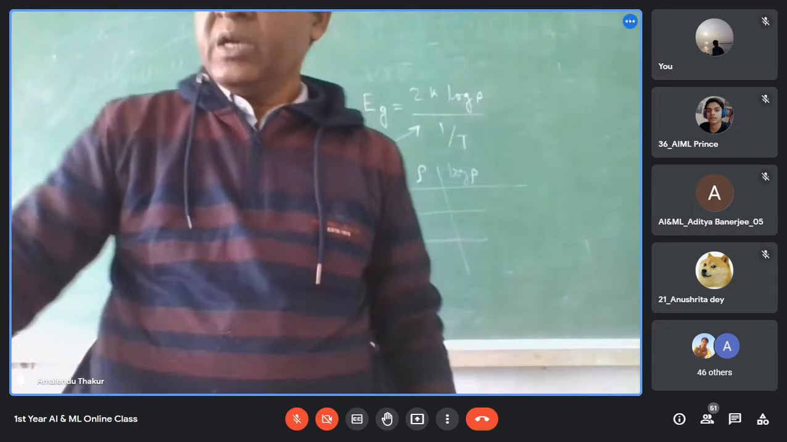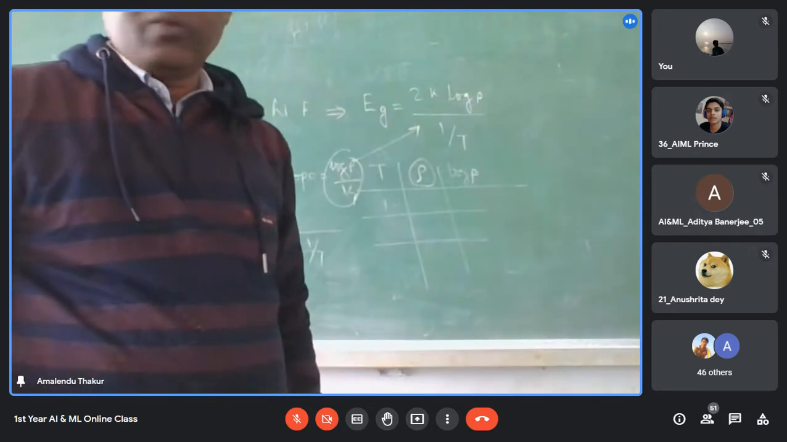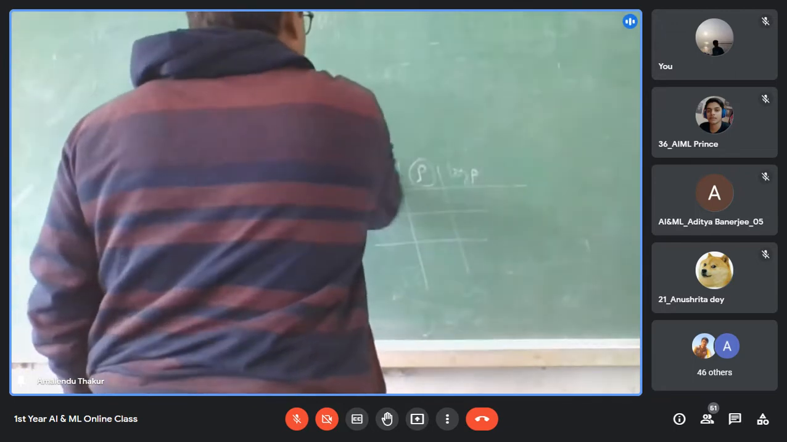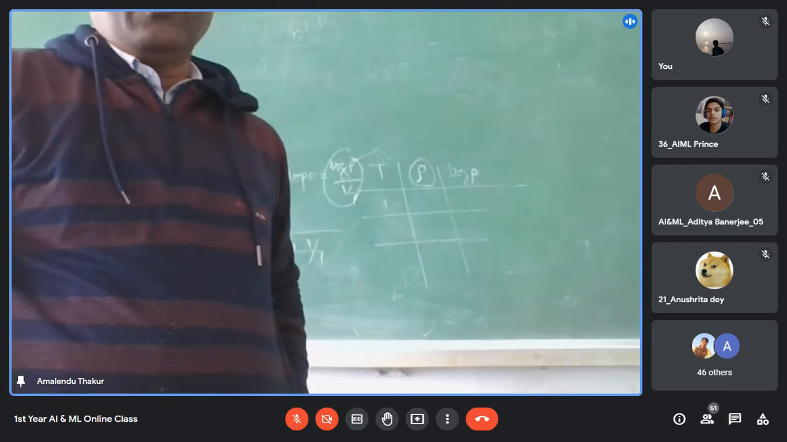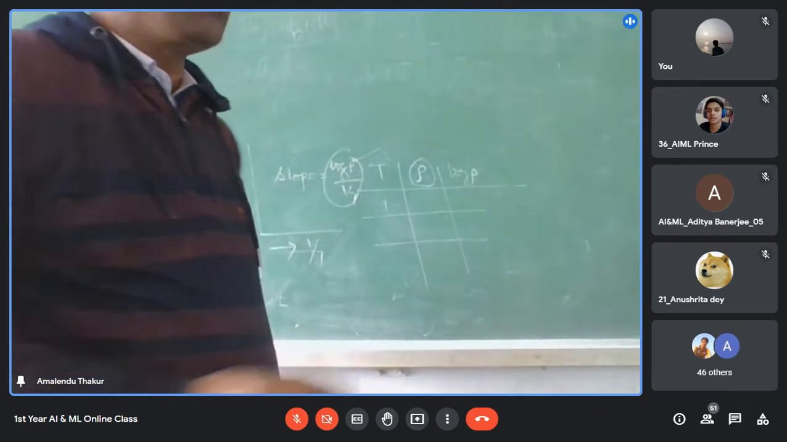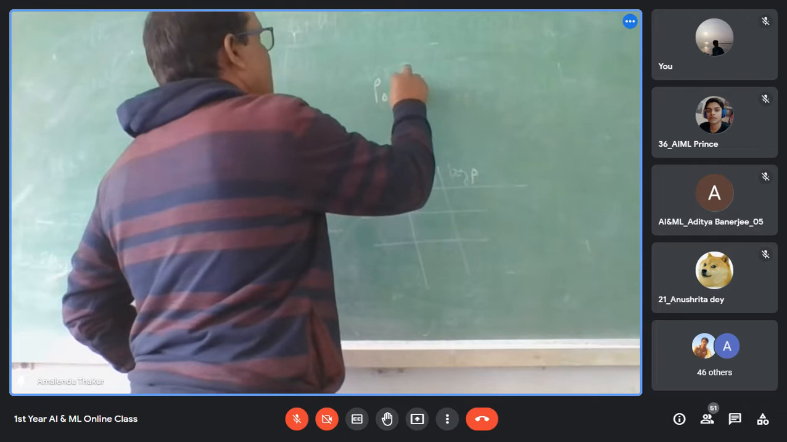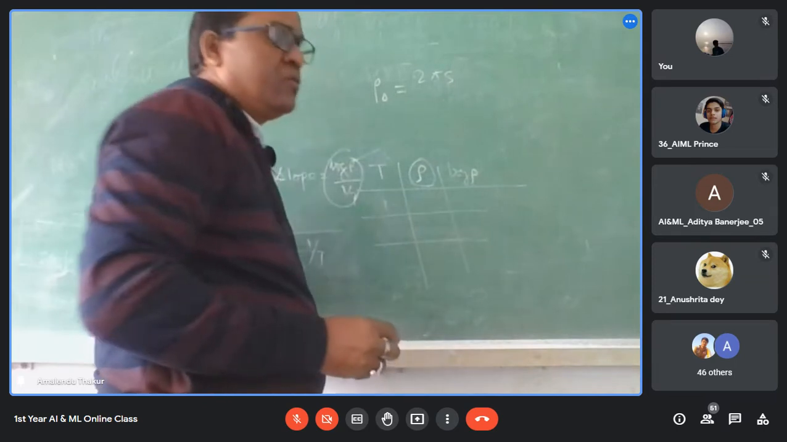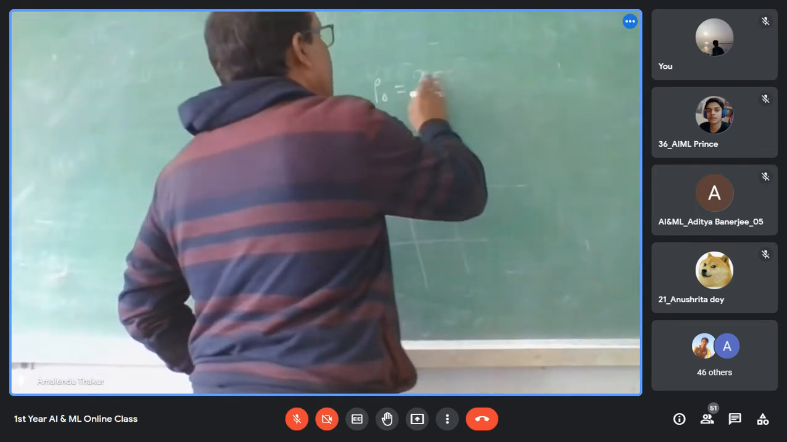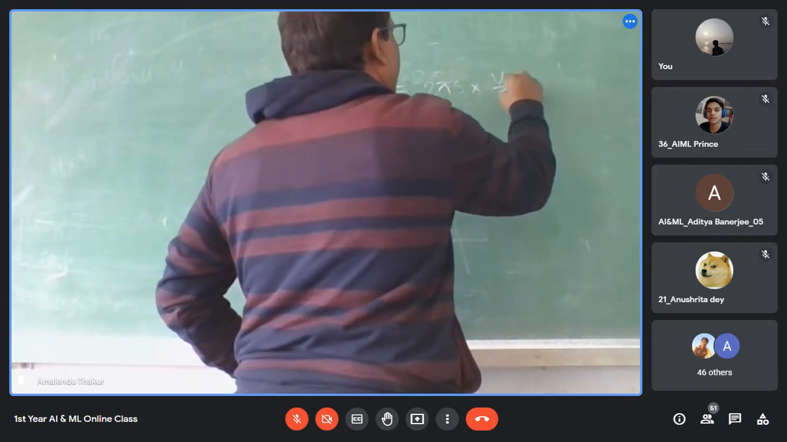Now this rho is the resistivity of the material. How do we calculate rho? First of all, the resistivity, which we consider constant, that is rho naught. This is the resistivity also, and it can be given by 2 pi s into V by I. This is the formula for resistivity.